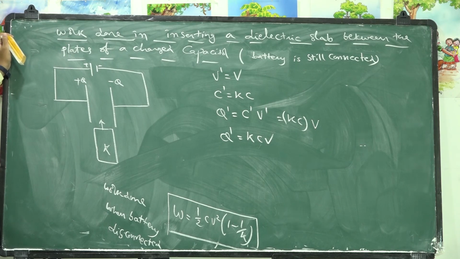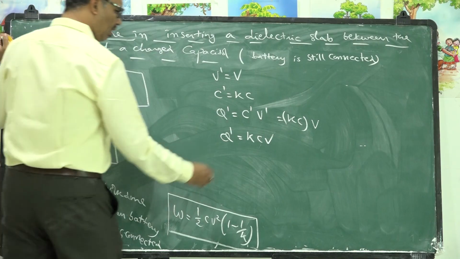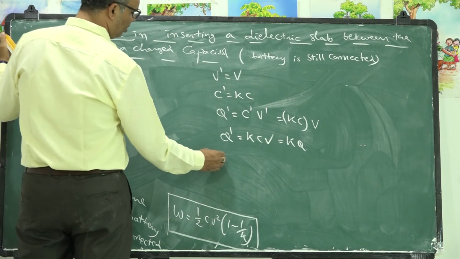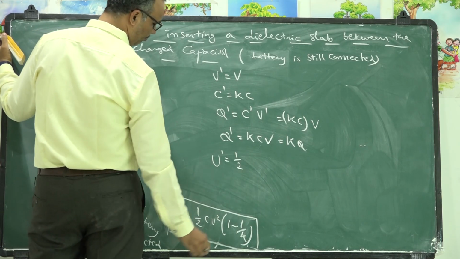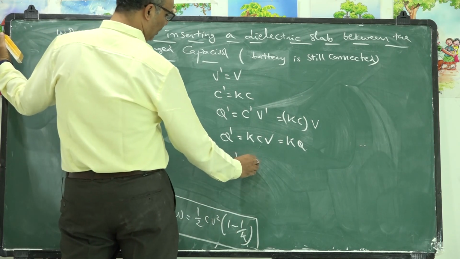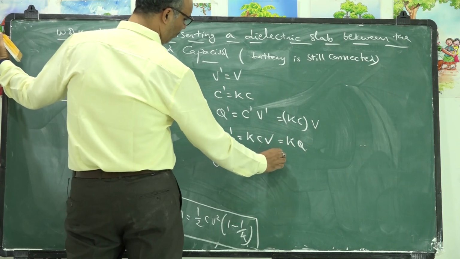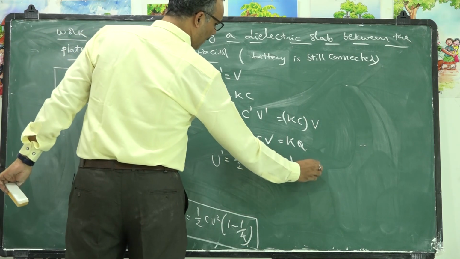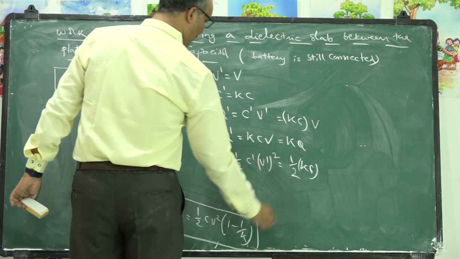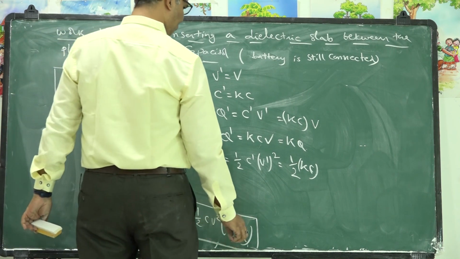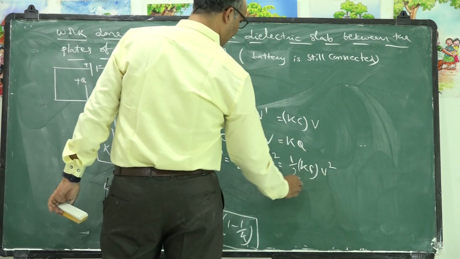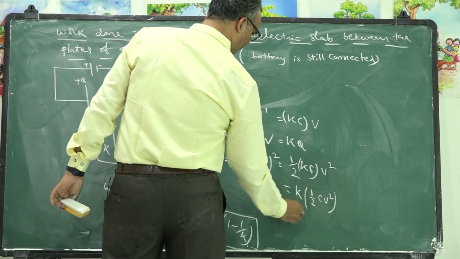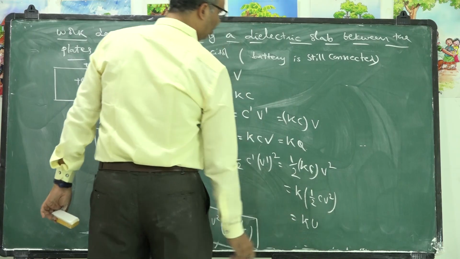Now, what is the new energy stored? Or you can write K times the old charge. New energy stored is equal to half C dash V dash square. Half into C dash is KC, V dash is V only. So K into half CV square, K times the old energy.